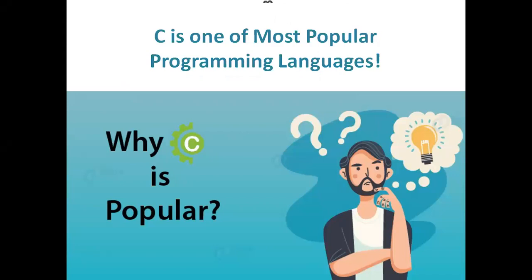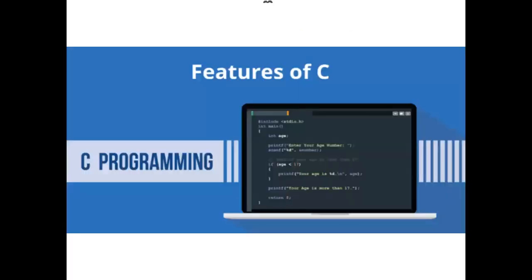So we have seen that C is one of the most popular programming languages, which is still used for application and system software development. So now the question is, why is C popular? To find the answer, we will look towards some features of the C language, and we will see what those features are which make C still a popular language for software development. So let's start with the features of the C programming language.